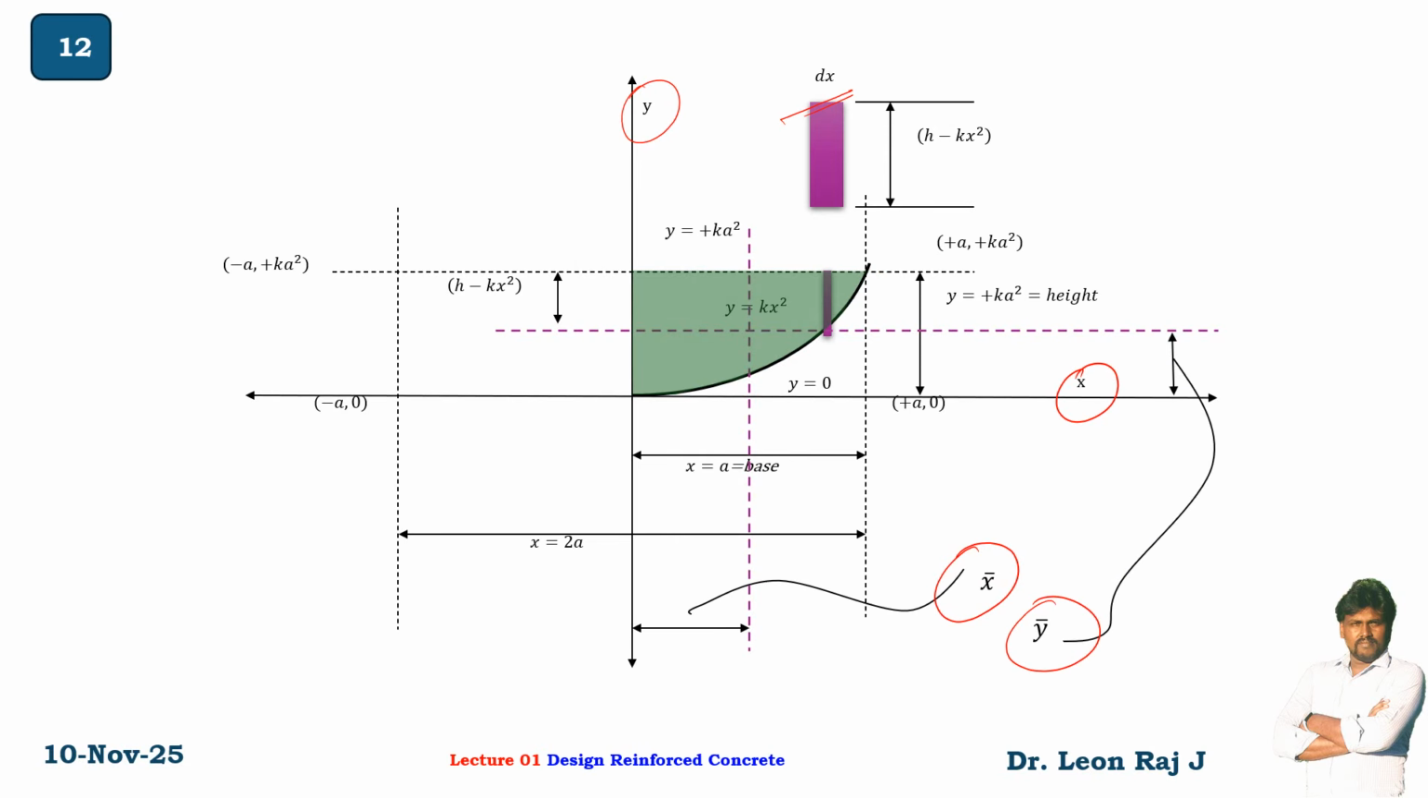So this is that small strip, and the width of the strip is dx, and the height of the strip is equal to h minus k into x square. So what is this height? The height is nothing but the total height, and this point, exactly this point, is y equal to k into x square. So the total height minus k into x square gives you the exact point. The equation of the parabola, we can get it.